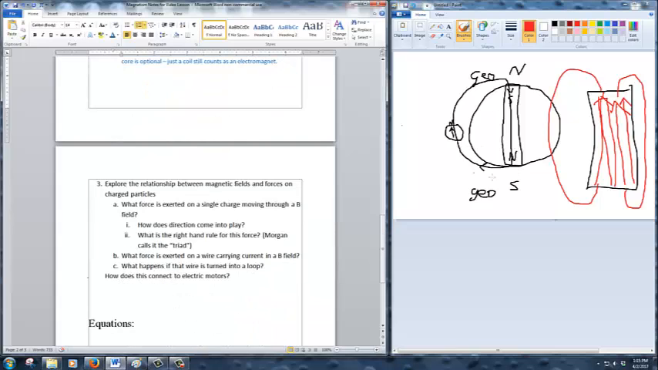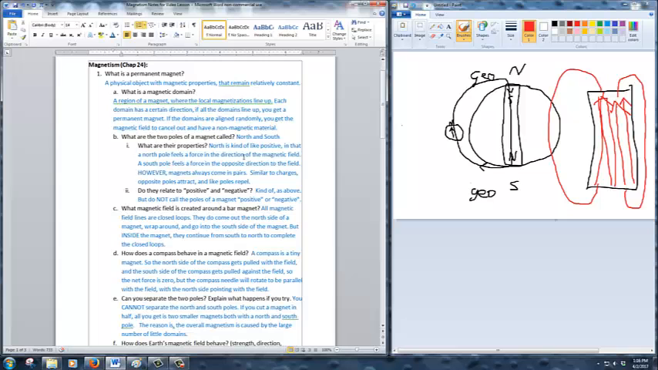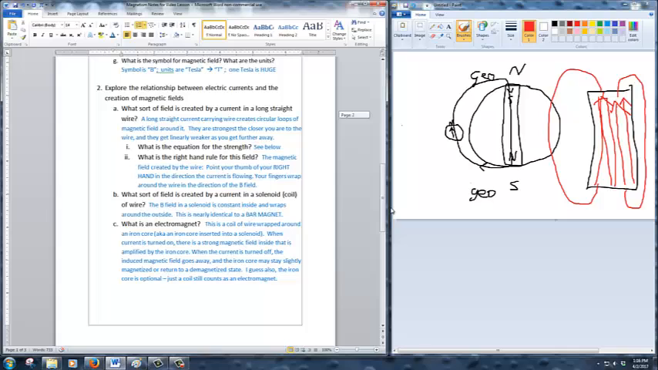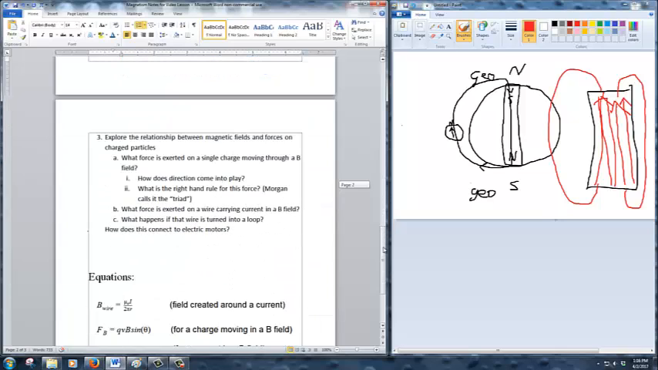Alright, and the final third part of this here: explore the relationship between magnetic fields and forces on charged particles. So just a quick summary. We talked about first properties of permanent magnets. Then we saw how an electric current, or the flow of charge, will create a magnetic field around it. So clearly there's some kind of connection here between electricity and magnetism, and this last section drives it home.